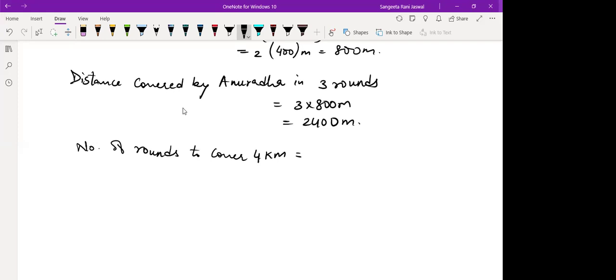Right, children? Are you understanding? Yes. Because she has to cover 4 kilometers distance. 4 kilometers means 4,000 meters. So to cover 4,000 meters, how many rounds she has to take? So that means one round is for 800 meters, no? So that means 4,000 by 800. If she runs one perimeter, takes one round, she will cover 800 meters, right? So 4,000 meters upon 800 meters. That will give you like this. Two zeros will cancel. 8 fives are 40. So you will get 5 rounds.